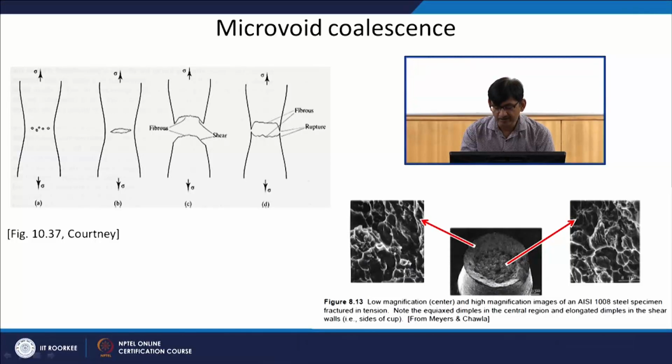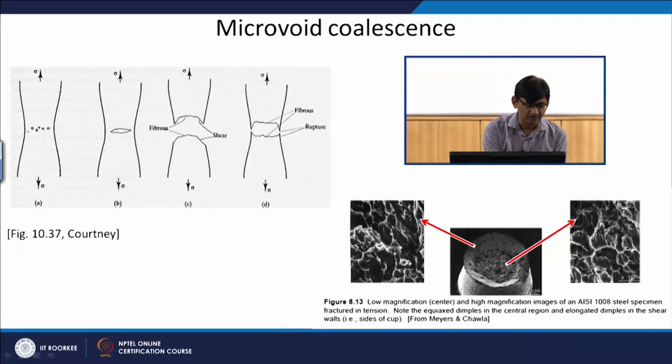You have initiated voids at the interface, okay, and initially these voids will be very small, micron-size voids. When you keep on increasing the stress, because of the necking, the stress will be concentrating in this region. What will happen is that these voids will grow and they will start connecting with each other. That is what we call coalescence.